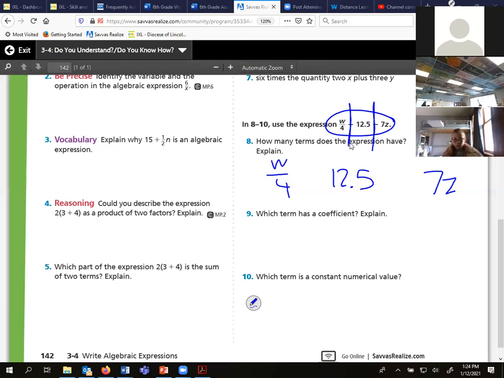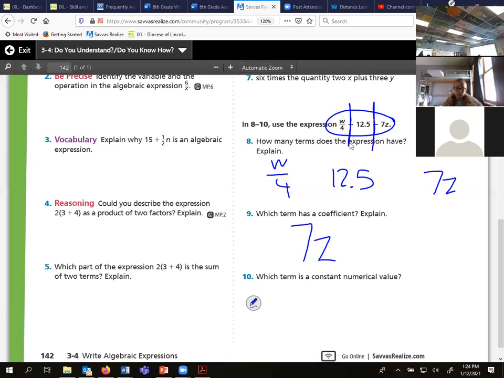Aaron, which one has a coefficient? The 7Z. Okay, the one with the variable and a number in front of it, like if they're being multiplied together, that one has a coefficient. Which term is a constant numerical value? Constantly the same, Mackie? 12.5.